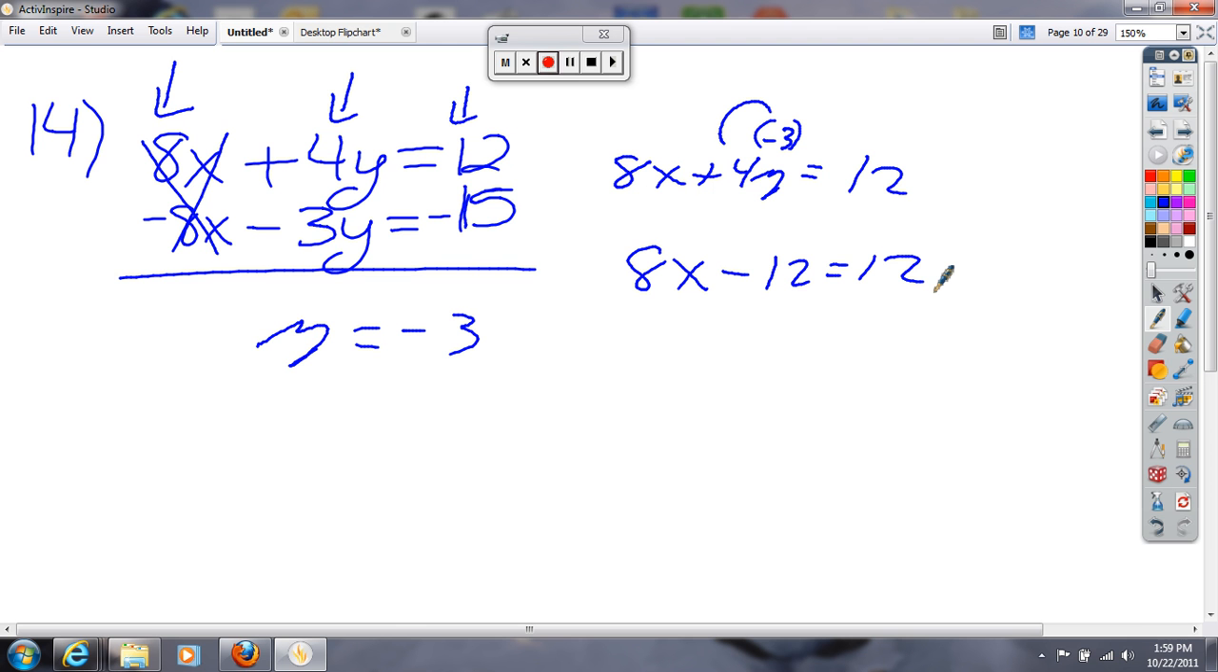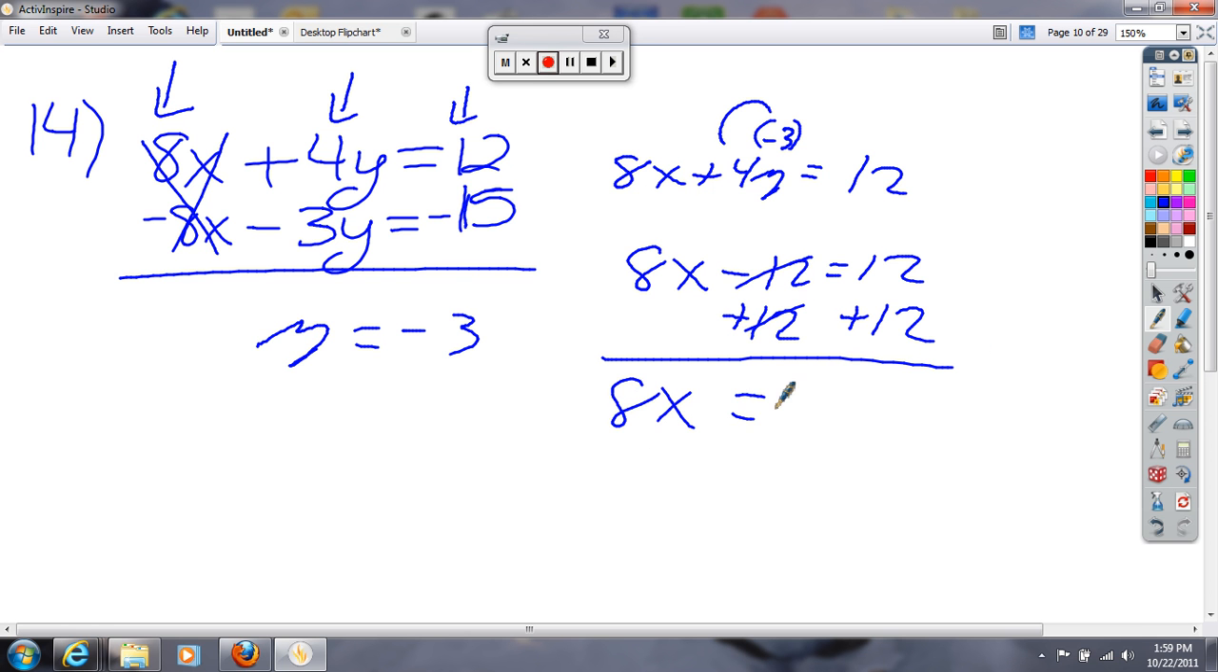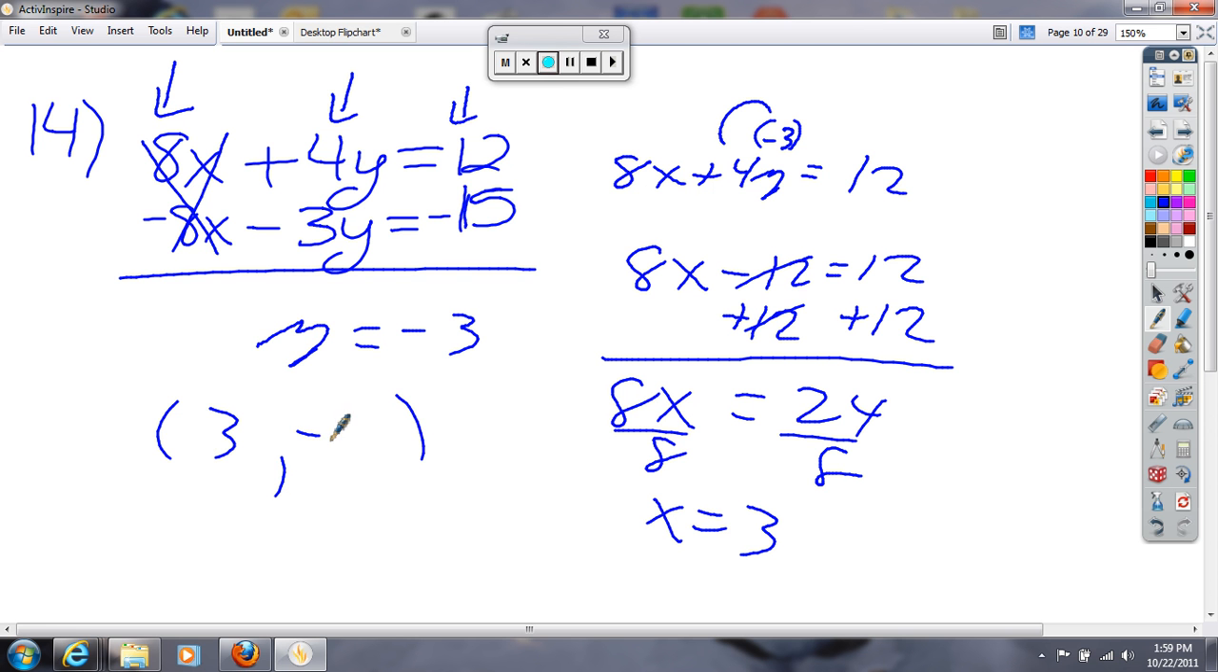I need to get x by itself. I have to get rid of the 12 first, so I add 12 to both sides. I add down, 8x and nothing is 8x, 12 and 12 is 24, divide by 8. X equals 3. So what's my answer? X value is 3. My y value is negative 3. So I have my answer right here. Number 15.